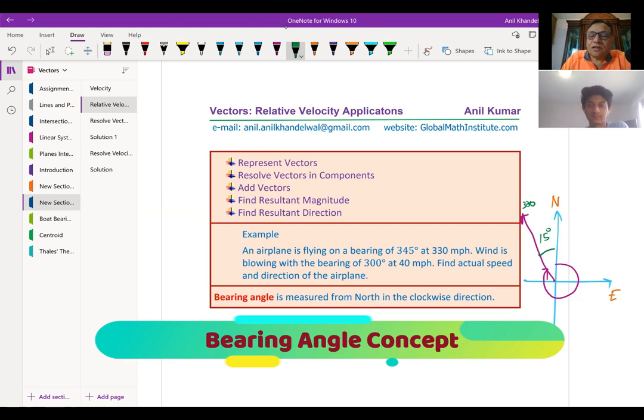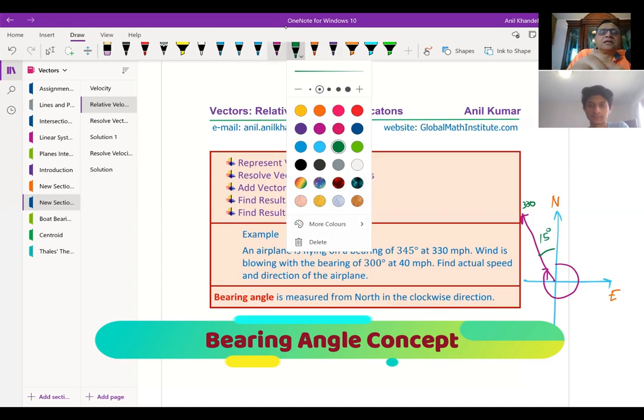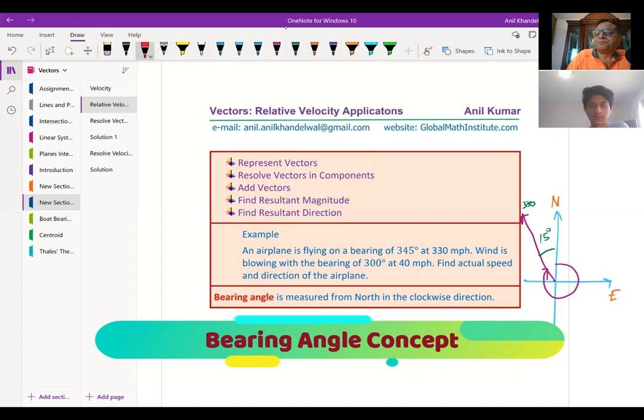Yes, sir. Now, wind is blowing with a bearing of 300 degrees. 300 degrees, if you take away from 360, then really it is 60 less, right? Yeah. So you can say kind of like this, right? Let's make it. And of course, it is 40 miles per hour, so it has to be much smaller. So let me just reduce the length.